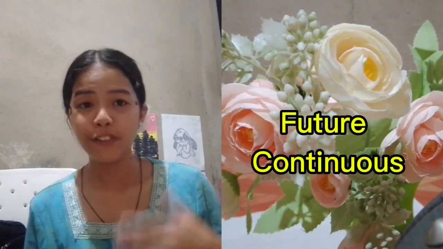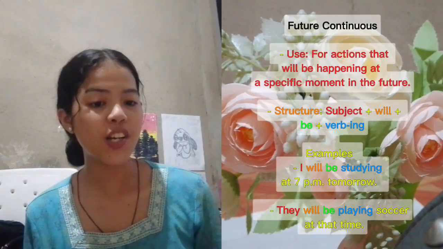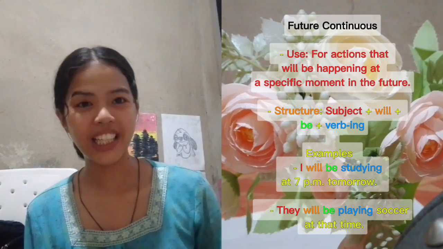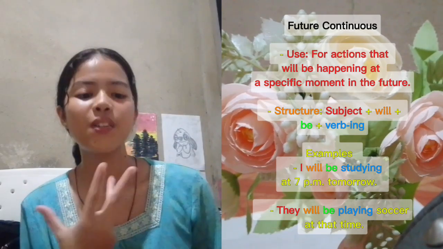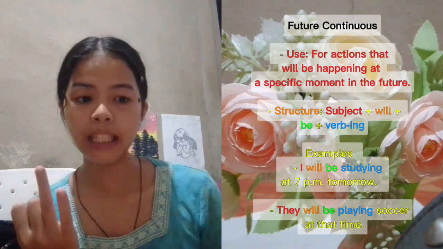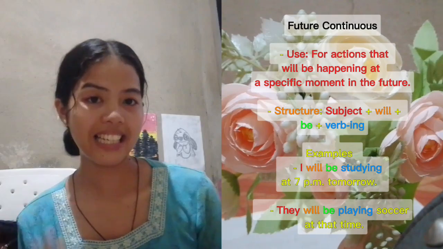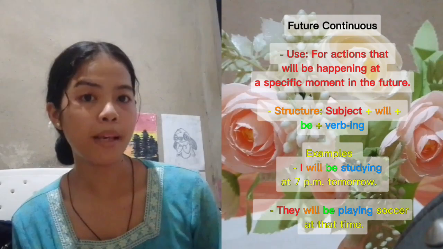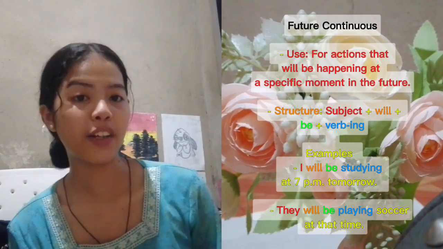Let's now go on to the future continuous. Future continuous is used for actions that will be happening at a specific moment in the future. So here is the structure. Subject plus will be plus verb ing. Okay, here are the examples. I will be studying at 7 p.m. tomorrow. Another one is they will be playing soccer at that time.